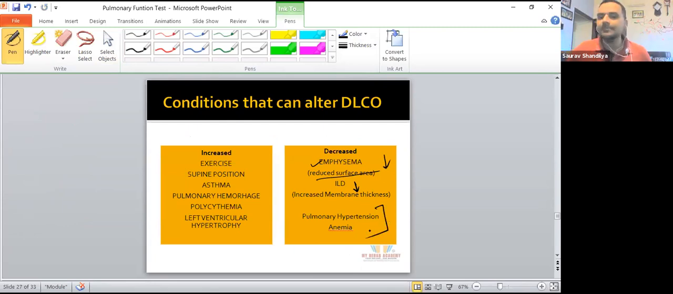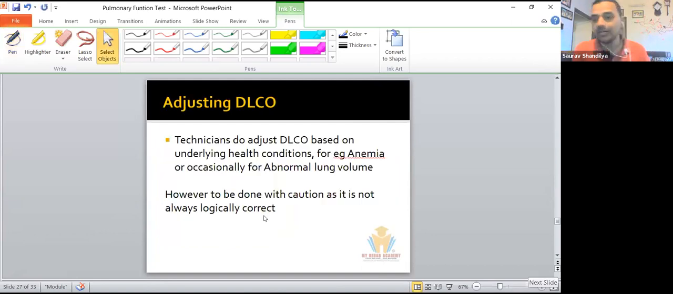And then pulmonary hypertension and anemia also can decrease it, but it can increase during exercise. So I'm telling everybody to do regular exercise, right? Not just me, the whole world is saying it. Supine position, asthma, pulmonary hemorrhage, polycythemia, left ventricular hypertrophy. I can say more than ventricular hypertrophy, it is left cardiac failure, mild version also, can increase DLCO. Okay. So now you understand DLCO has such a beautiful importance in knowing about vascular diseases, apart from the air diseases.